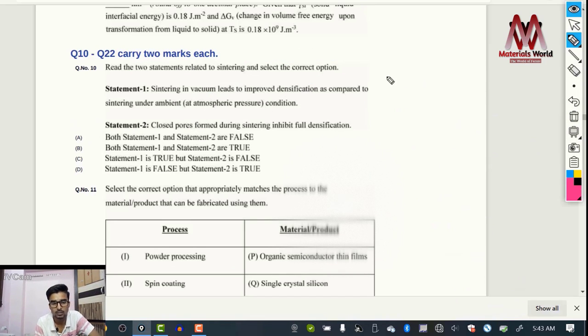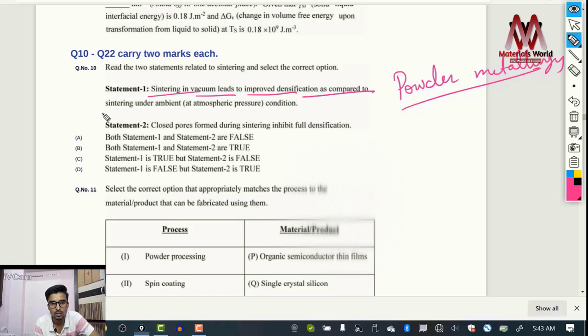This question is asked about powder processing or powder metallurgy. In powder metallurgy, statement 1 and statement 2 are given. Statement 1: sintering in vacuum leads to improved densification as compared to sintering under ambient condition.